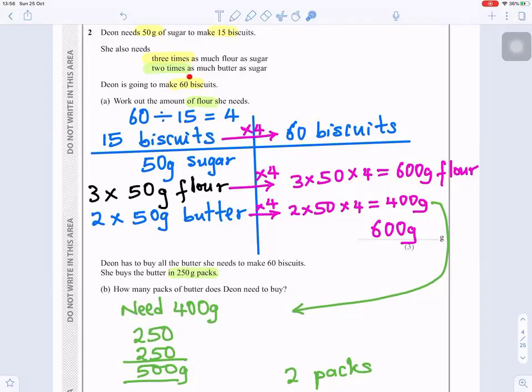For the butter, it's 2 times 50, and then you times that by 4, because you're making it for 60 altogether. So 2 times 50 times 4 gives you 400. Work out the amount of flour she needs. For the flour, she would need 600 grams of flour.